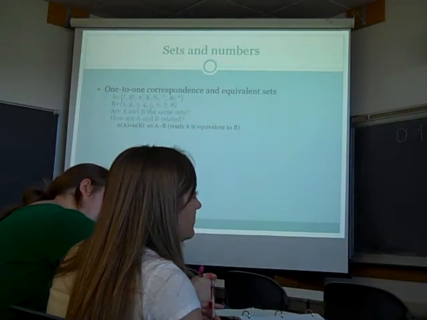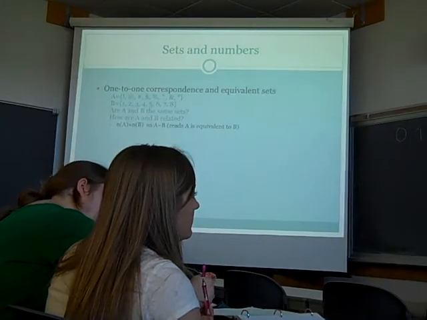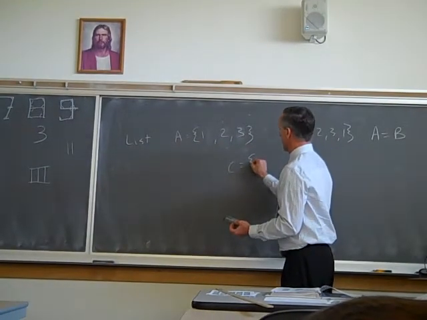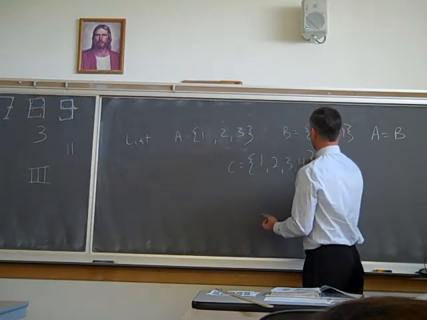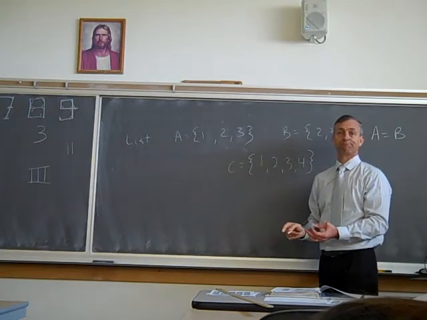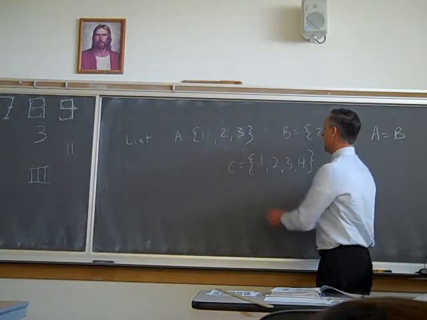Okay, so with equal sets, if C was 1, 2, 3, and 4, then C and B would not be equal, right? Neither would C and A, right? They're not equal sets. They have to have the exact same elements, it just doesn't matter what order they're in. Correct.